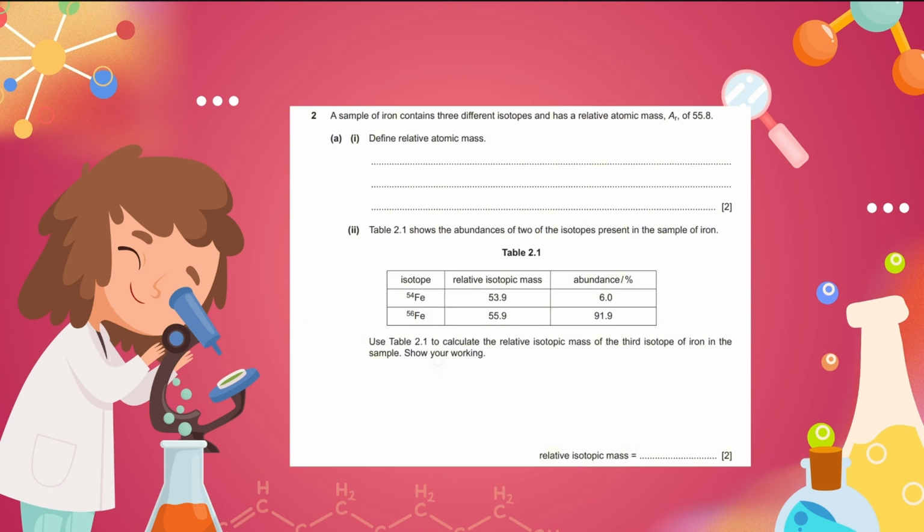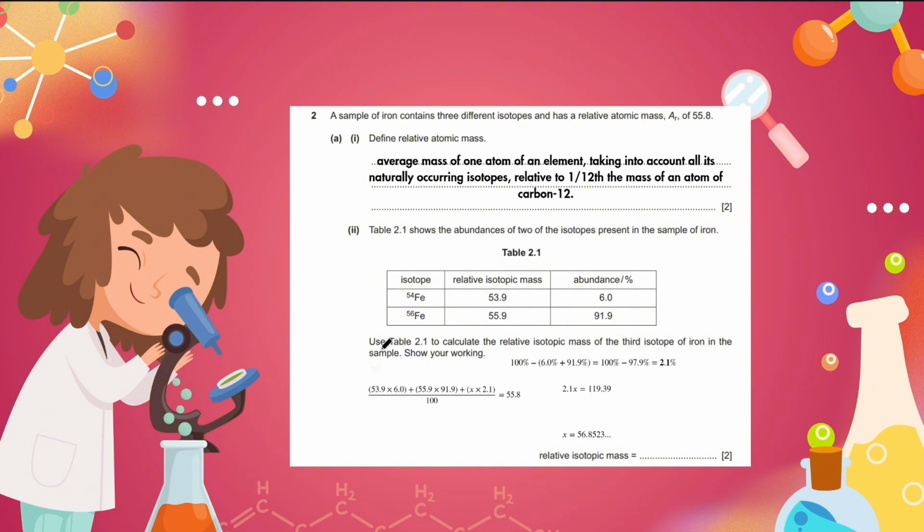Define relative atomic mass, and then another abundance. Okay, here. This is the definition of relative atomic mass: the average mass of one atom of an element, taking into account all its naturally occurring isotopes, relative to 1/12 the mass of an atom of carbon. Remember, these are the keywords. For relative atomic mass, these are supposed to be in your definition, okay?